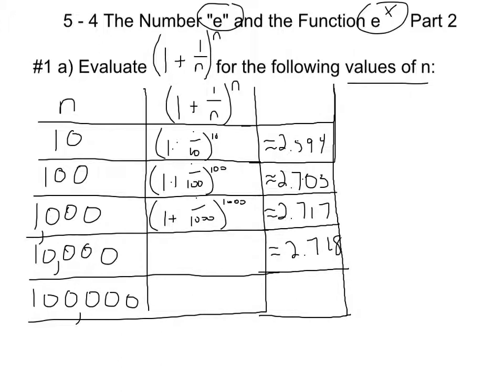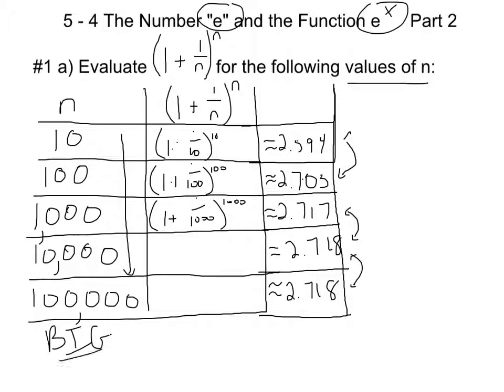2.718. So there was a larger difference here than there is here. Very small difference now. Do it for 100,000. Guess what you get? You get about 2.718. Virtually no difference. What's happening here? As n gets super big, this number ends up being the same each time. What's it end up being? Oh, about 2.718. That, my friends, is a special number.